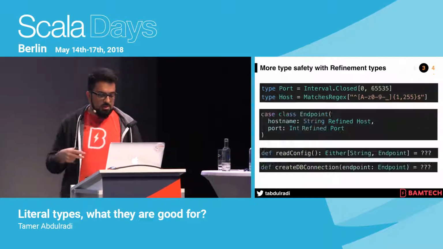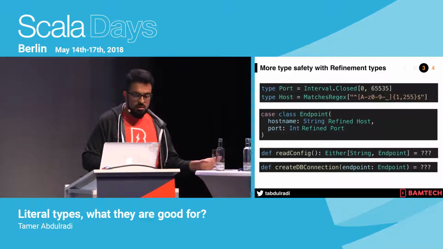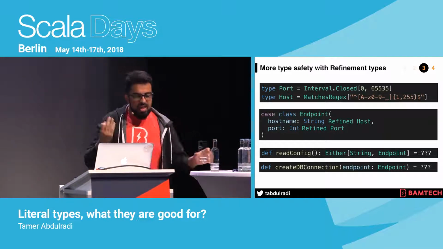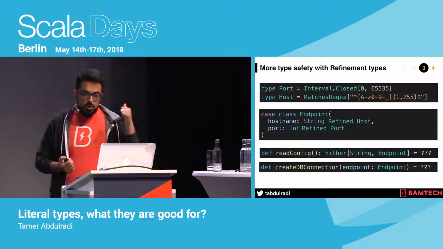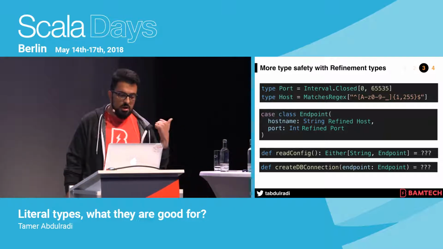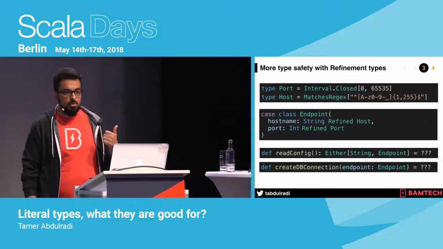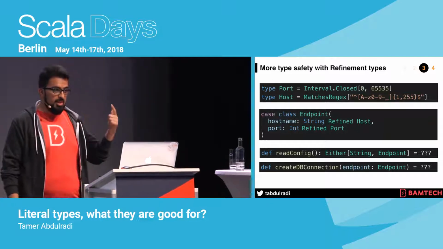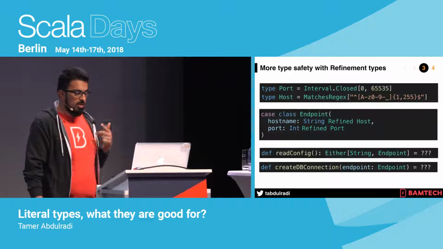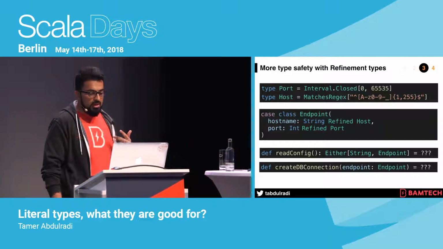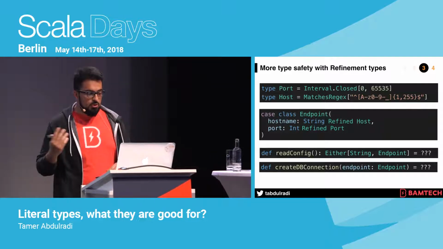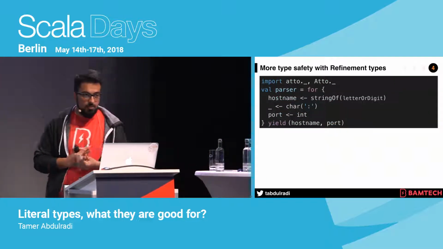So now by using this in our case classes, we got at least 3 things. First, we got more type safety. We are now sure anywhere we use the instance of Endpoint that it has a correct port. We got validation code for free. And one more thing I'm going to show: you can even get parsers for these types for free. So I'm going to talk about a parser library called Atto.